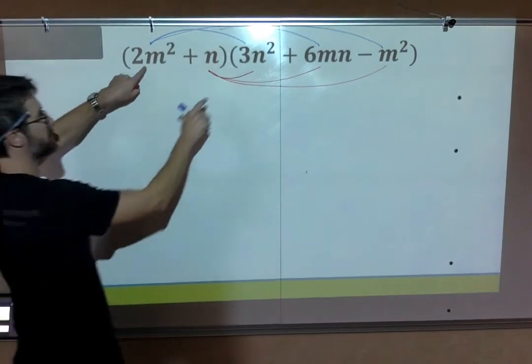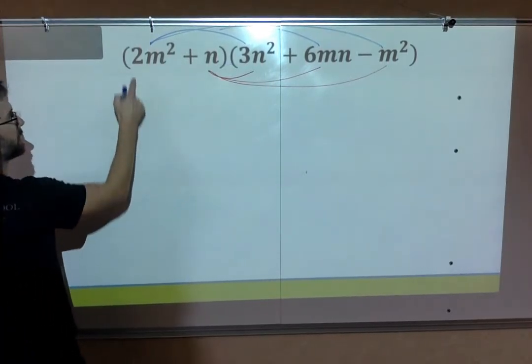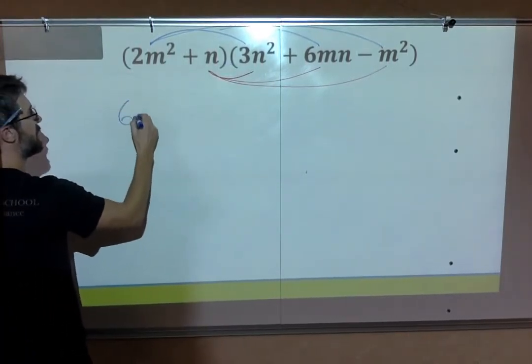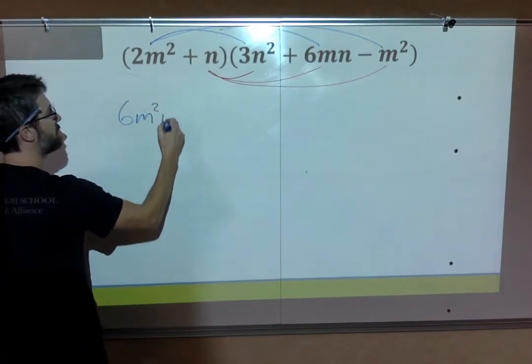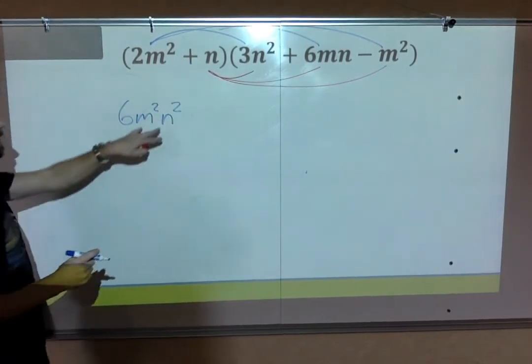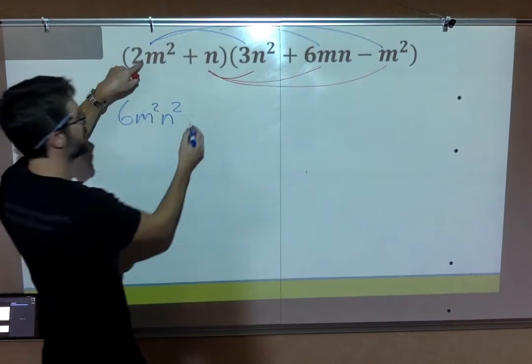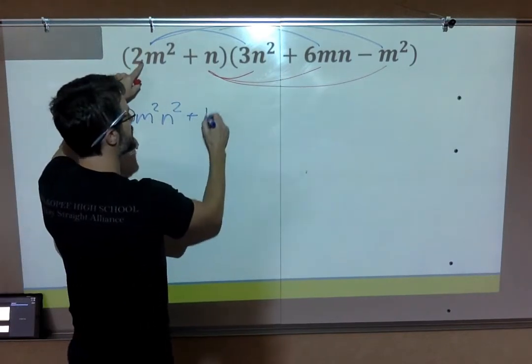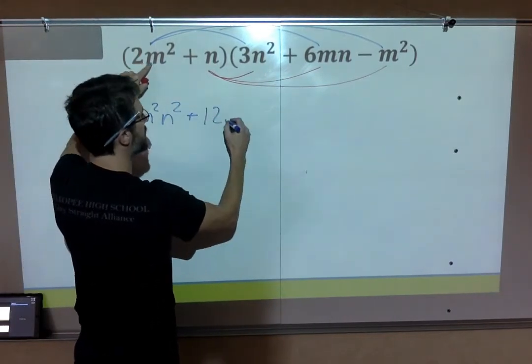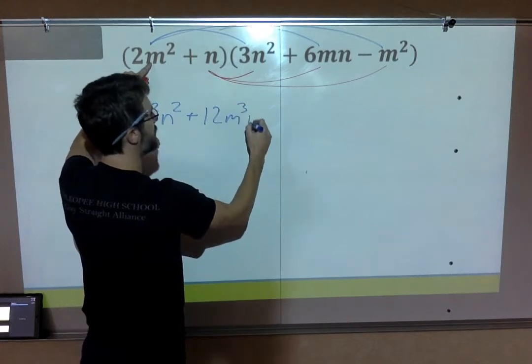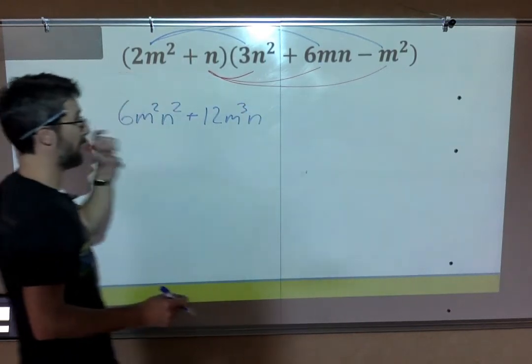Okay, so 2m squared, 3n squared. 2 times 3 is 6. M and n do not combine. They just kind of go next to each other. All right, 2 times 6 is 12. M squared times m is m cubed, and we also have an n there that doesn't go away.